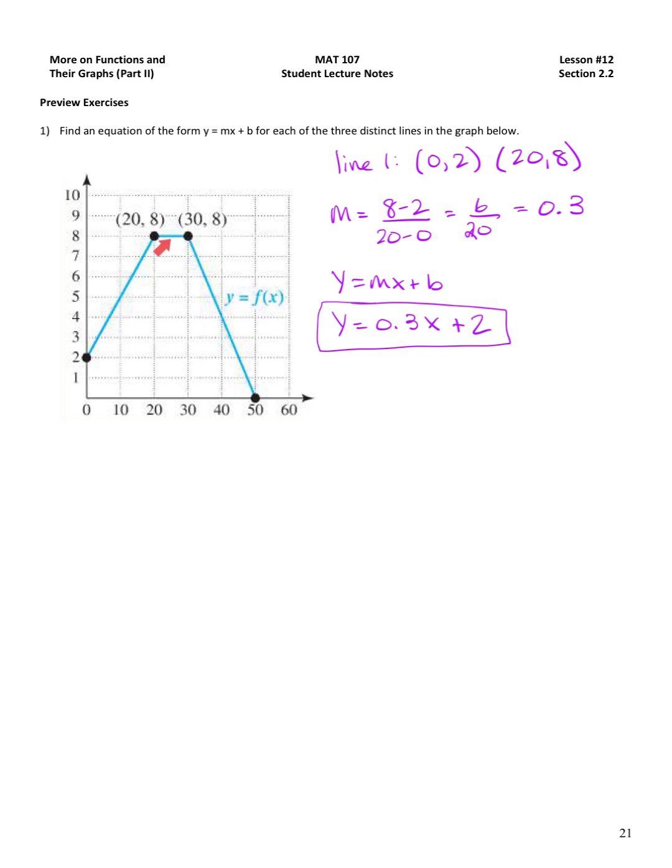Okay, and then line 2, this is a horizontal line. Every point along this line has a y-coordinate of 8. (20, 8), (25, 8), (27, 8), (30, 8). Every point has a y-coordinate of 8. So its equation is very unoriginal. It's y is 8. Y equals 8 always when you're on this line. So that's our equation.